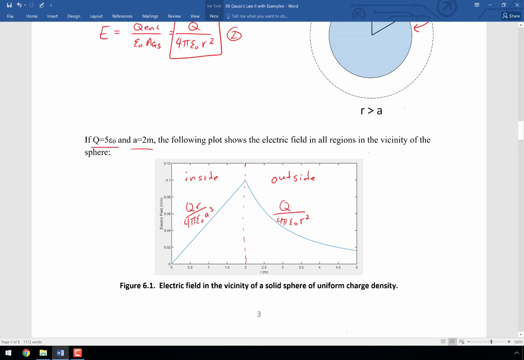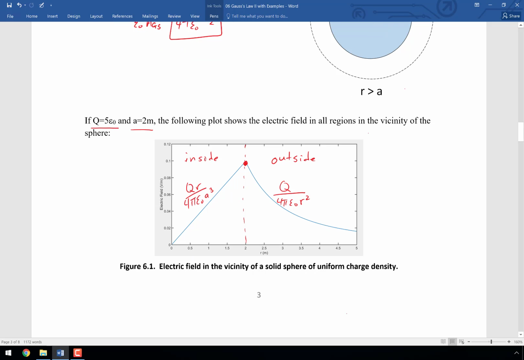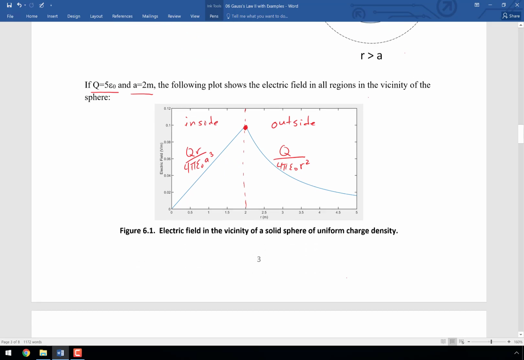The most important thing that you should take away from this example is the continuity of that electric field right there. If you're solving one of these problems and you don't get a continuous electric field, you've made a mistake.